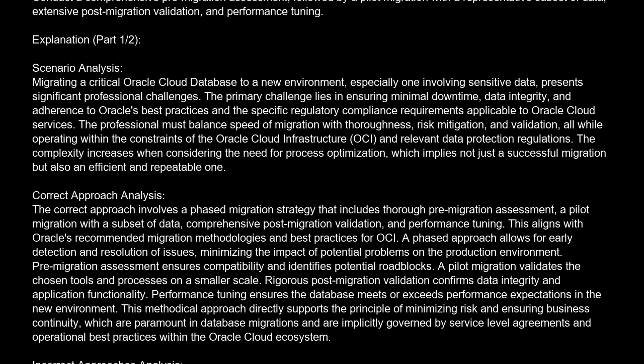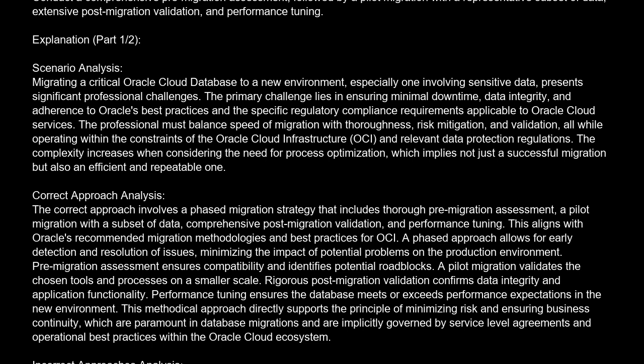Explanation. Scenario analysis. Migrating a critical Oracle Cloud database to a new environment, especially one involving sensitive data, presents significant professional challenges. The primary challenge lies in ensuring minimal downtime, data integrity, and adherence to Oracle's best practices and the specific regulatory compliance requirements applicable to Oracle Cloud services. The professional must balance speed of migration with thoroughness, risk mitigation, and validation, all while operating within the constraints of the Oracle Cloud Infrastructure, OCI, and relevant data protection regulations.